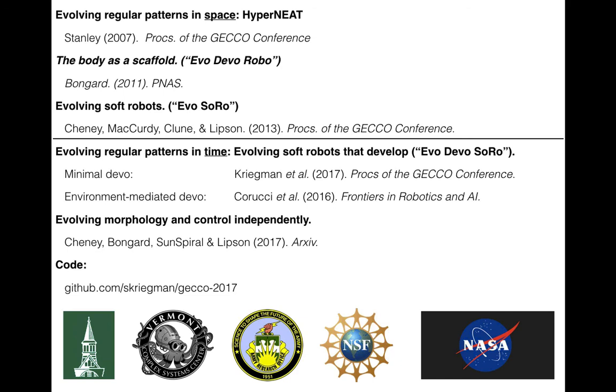And finally, I talked about Nick Cheney's work on evolving morphology and control independently, and how when we do this, it's an approximation of Devo, and it also shows us that there's something special about the body. It provides additional opportunities for evolution above what would happen if we just pre-assumed a body and tried to optimize control. There's a pointer to the code if you want to download this and try this out yourself.